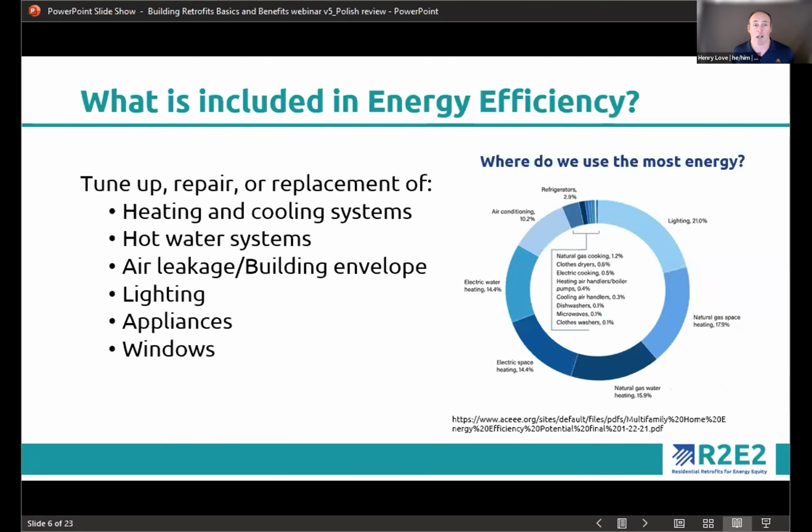Moving on. So what is included in energy efficiency? Energy efficiency is tuning up, repairing, or replacing heating and cooling systems and hot water systems, trying to reduce air leakage and improve the building envelope that keeps cold air or warm air in or out based on the temperature outside, switching out to more efficient lighting, changing out your appliances to more efficient appliances, and changing out your windows for more efficient windows. You can see the graphic on the right shows some of the large energy users in most affordable housing units.